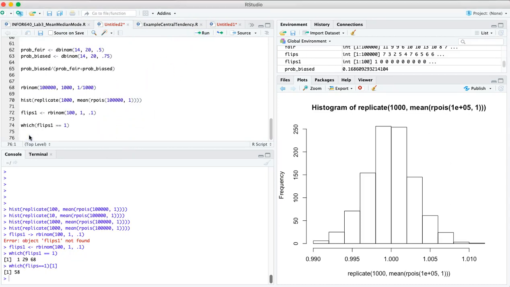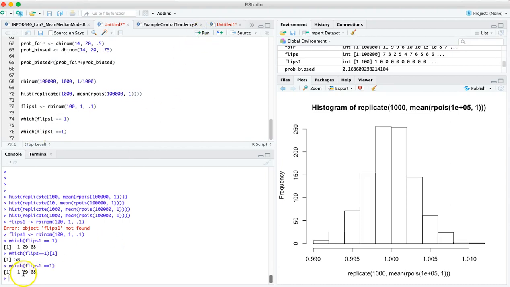And then we want to ask which one of our flips turned up heads first. So we will type which flips1 equals 1. And then we'll run that. And the first, the 29th, and the 68th events were all heads. The first event was heads. Okay.